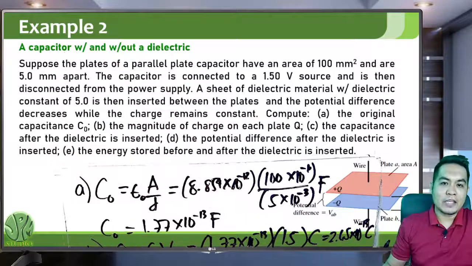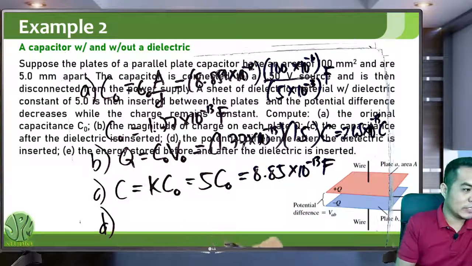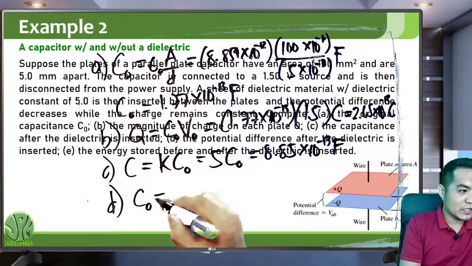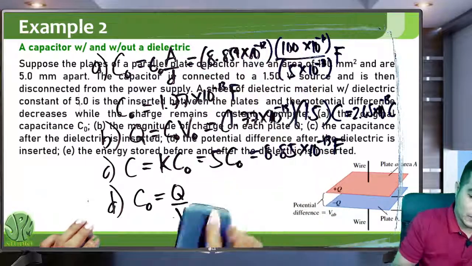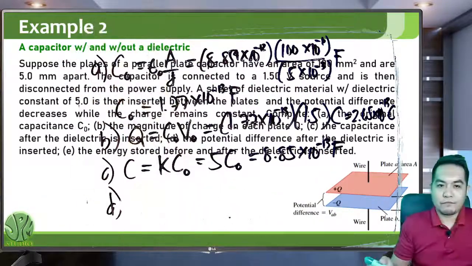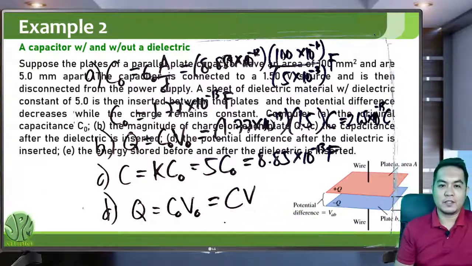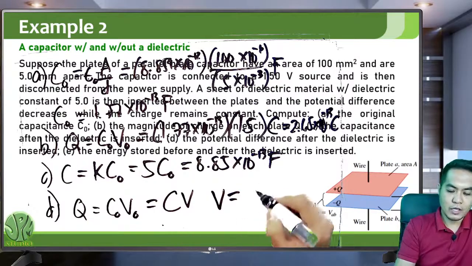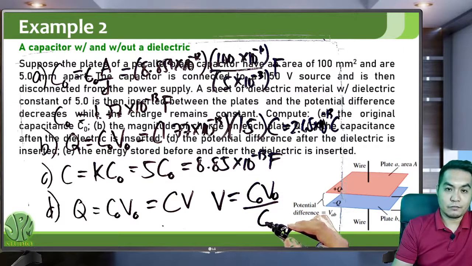Okay, letter D. The potential difference after the dielectric is inserted. Okay, so for letter D, we know that the original capacitance is just Q over V naught. Since we know that the charge remains constant after you insert the dielectric, Q is just equal to C naught V naught, and it's also equal to C times V. So from this, we solve for V. So V is just equal to C naught V naught over C, where C naught over C is just 1 over K.